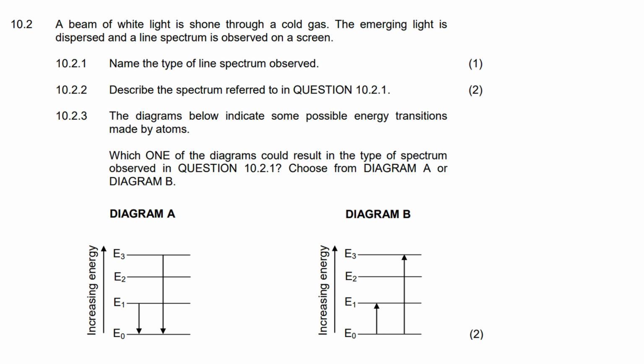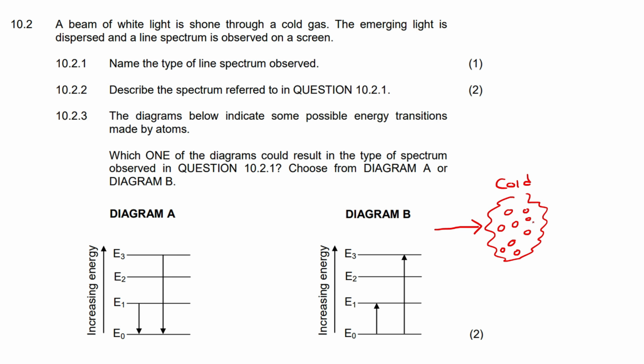A beam of white light is shone through a cold gas. The emerging light is dispersed, and a line spectrum is observed on a screen. Okay, so remember, if you have a gas, a cold gas, and then you shine light, remember what happens is that because this is a cold gas, all of the little atoms and things here, they are all at a what? A high energy or a low energy? A low energy. So when you shine light, remember that that light has different colors: red, orange, yellow, green, blue, indigo, violet. And as that light passes through the gas, it is going to provide some of the electrons enough energy to be able to jump up to higher energy levels.